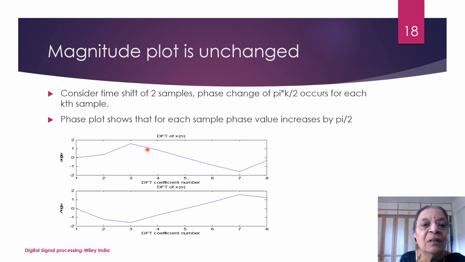So if I consider, see, this is the DFT of x[n]. Now I want to plot the angle for every particular sample in the shifted sequence. So suppose I have a time shift of two samples. Then how will the phase change be? The phase change will be pi k by 2. Why this 2? This 2 is because there is a time shift of two samples. Now what is k? k is the corresponding sample number. So if k is equal to 0, no phase shift occurs. Now if k is equal to 1, there will be a phase shift of pi by 2. If k is equal to 2, there is a phase shift of pi. If k is equal to 3, it will be 3 pi by 2 and so on. So for every sample, the phase value goes on increasing by pi by 2.